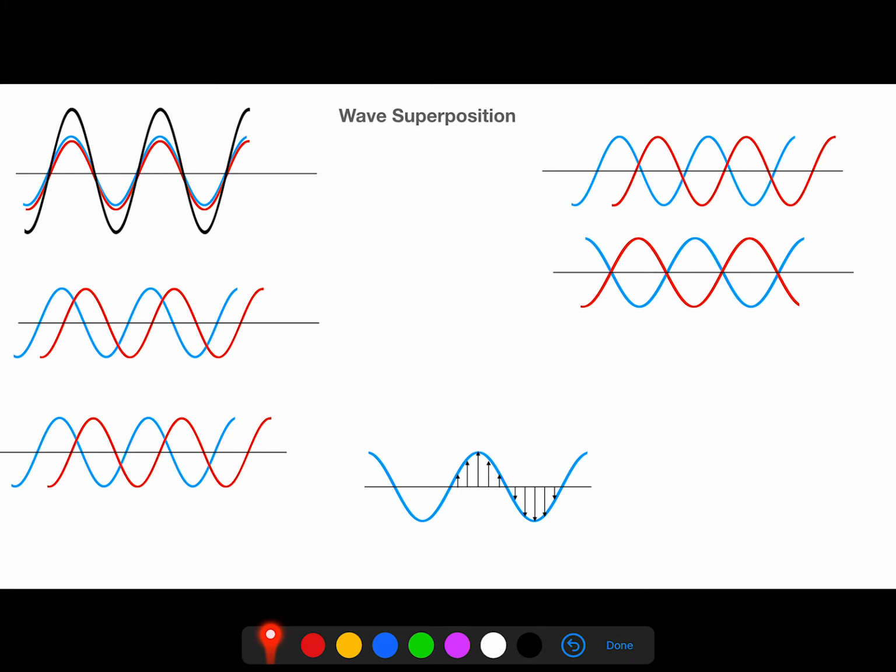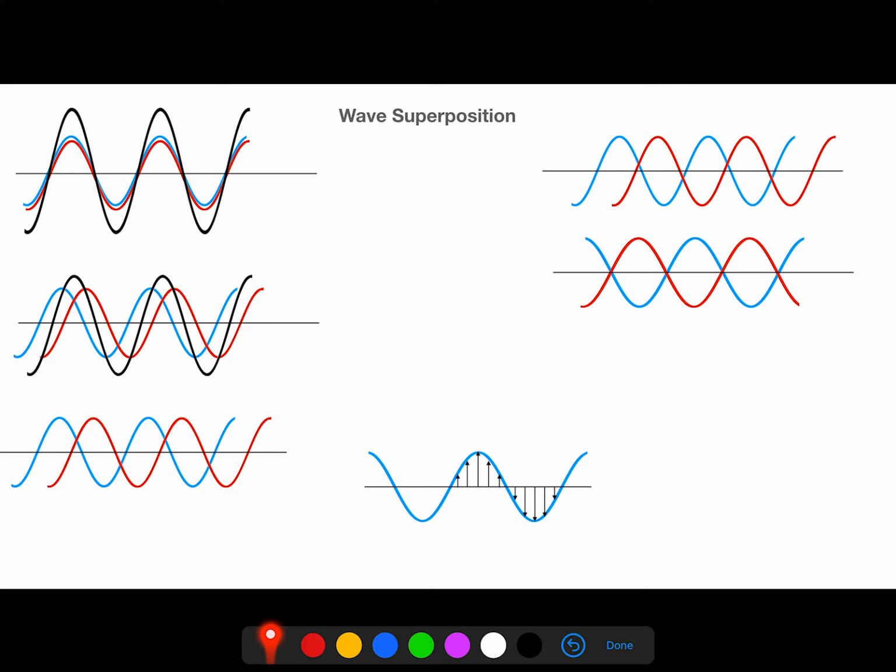Well, now in this case, when I add these waves together, I'm going to add this height from the red wave and this height from the blue wave, and I'm going to get my peak somewhere around there. And then when I add this depth from the red and this depth from the blue, I'm going to get my peak somewhere down there. So this is what that superposition looks like, whereas this height can be found by adding these two individual pieces together.